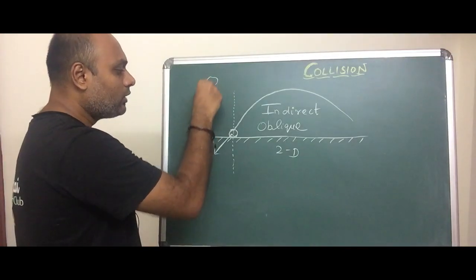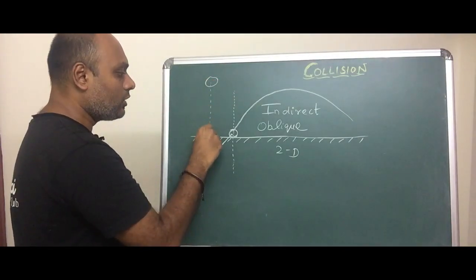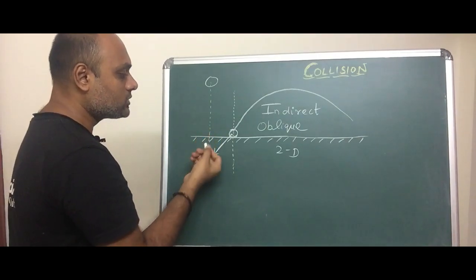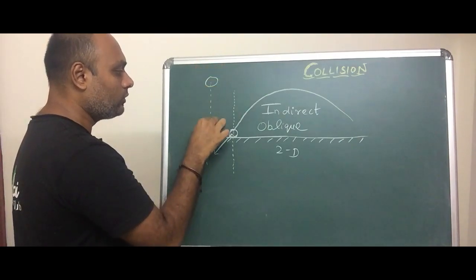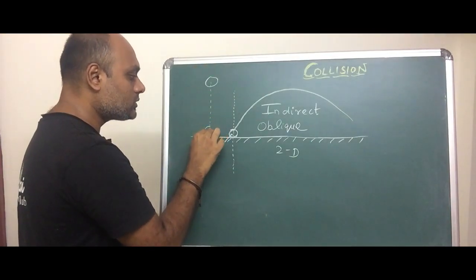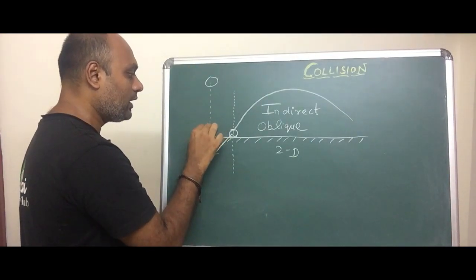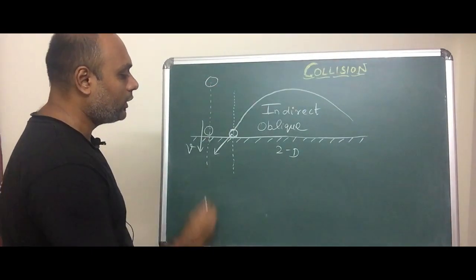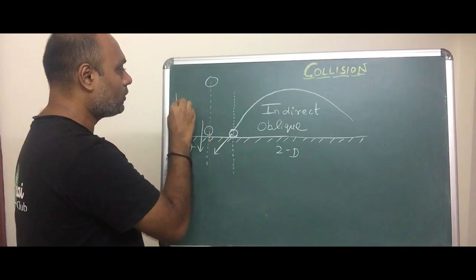Whereas in the case where the velocities of both the objects are along the line of impact, in this case, the velocity of the ground is 0. So it is only the object that we are going to consider which moves. So this ball, when it comes into contact, will have a velocity in this direction. That velocity itself is along the line of impact. So that is a case of a direct collision.